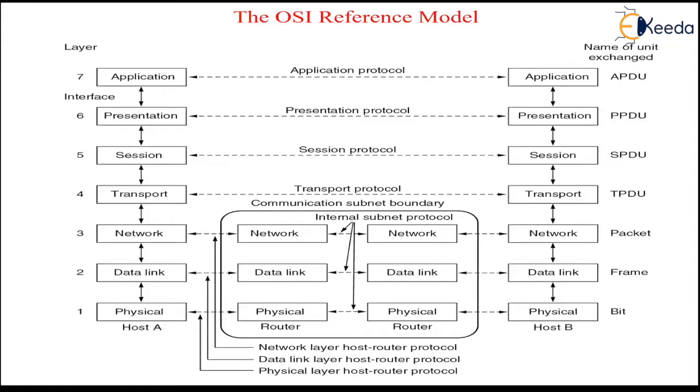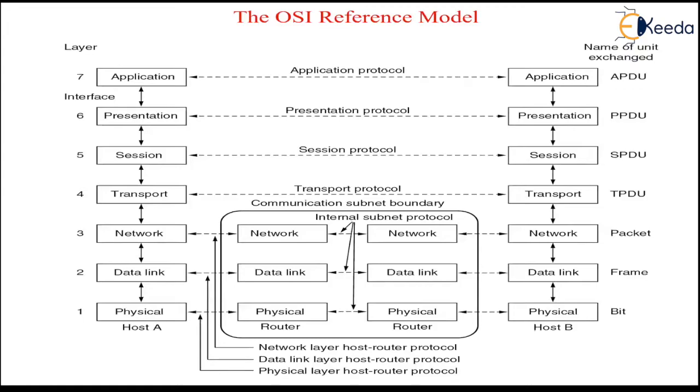Then the next layer is the network layer. The network layer is responsible for the source to destination delivery of packets, possibly across multiple networks. Whereas the data link layer controls the delivery of packets between two systems on the same link. The network layer ensures that each packet gets from its point of origin to its final destination. If two systems are connected to the same link, there is no need of a network layer. But if two systems are attached to different networks, then there is a need of a network layer.